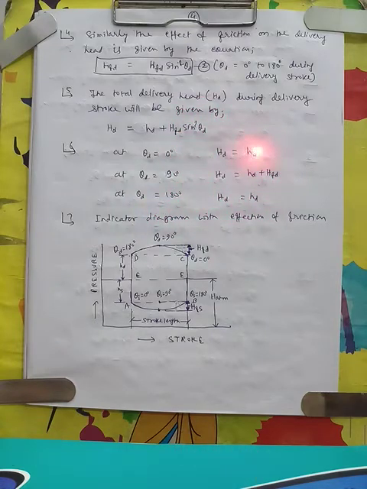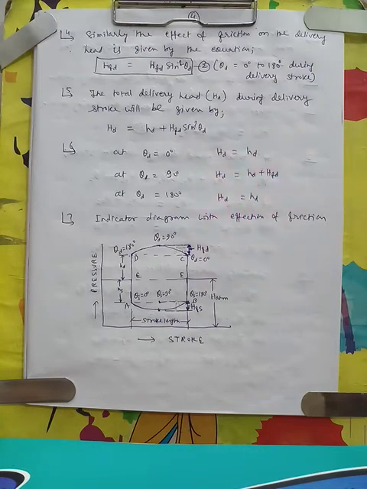So at the starting of the delivery stroke, this much head will be inside the cylinder, and at the middle of the stroke, means at 90 degree, this much head will be inside the cylinder. This is the ideal head plus the effect of friction, and at the end of the delivery stroke, this much head will be.